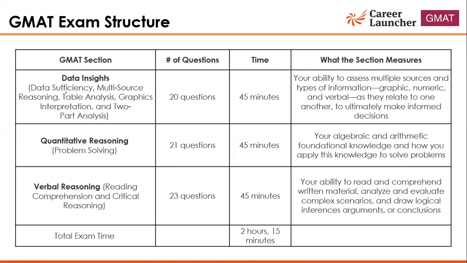In quantitative, we only have problem solving, which is a regular math problem, five answer choices, one correct choice is what we have to select. 21 questions and 45 minutes is what we have here. On the verbal section, reading comprehension and critical reasoning are the only question types that will be part of your test. 23 questions, 45 minutes is what you get here. Okay. Total test duration is 2 hours, 15 minutes.